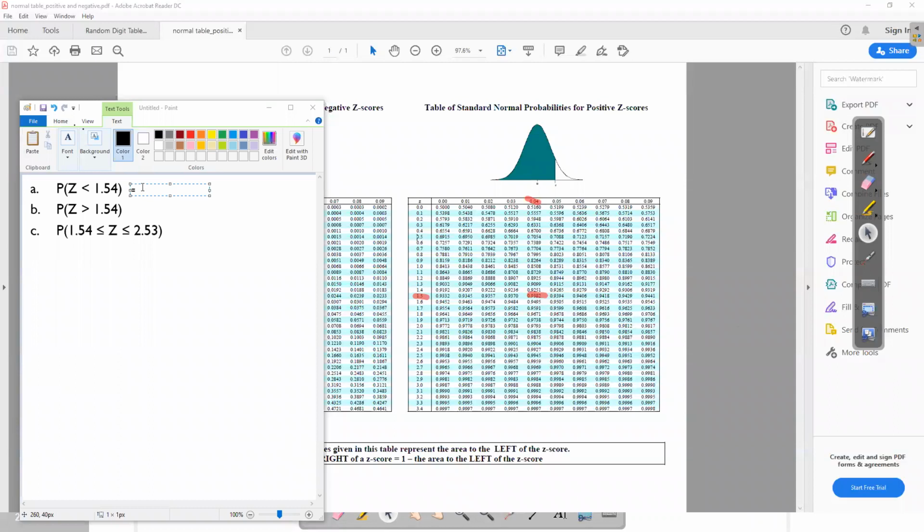So this will be 0.9382. And then probability of Z greater than 1.54, that's simple, right? Just 1 minus probability of Z less than 1.54. To the left and to the right of the same Z score, they add up to 1. That's the total distribution, right? So then this will be 1 minus 0.9382, which is 0.0618.